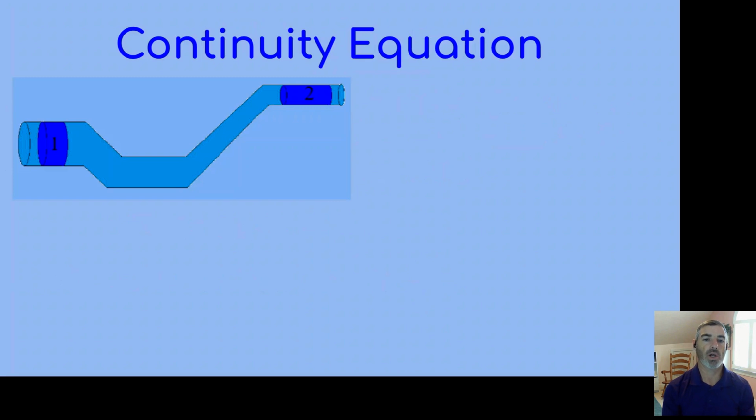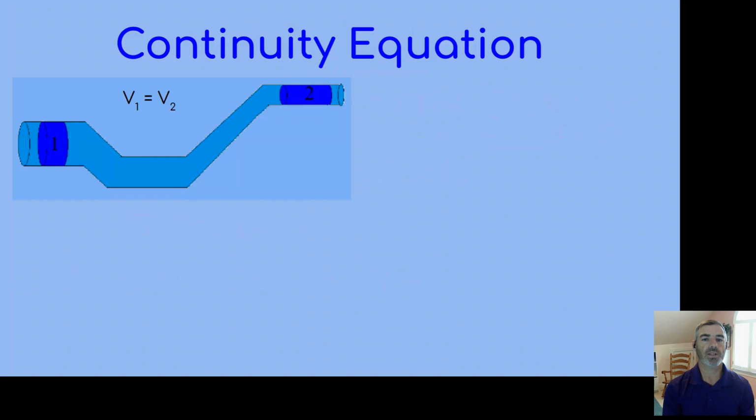As we see here, we have a pipe that has two cross-sectional volumes. We'll call them 1 and 2. Those cross-sectional volumes are going to be equal, so the volume at 1 is equal to the volume at 2. Those volumes are not a separate part of the pipe. We're just looking at a piece of the pipe.